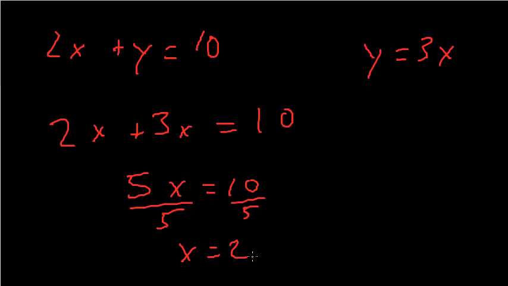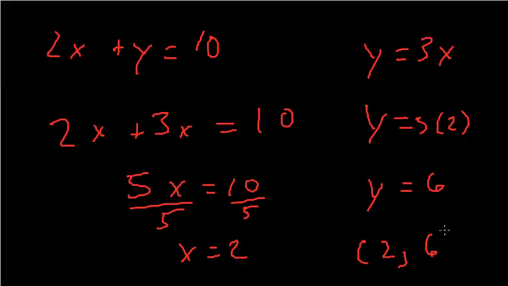Now I plug in that 2 into the second equation for x, and I find that y is equal to 3 times 2, or y is equal to 6. So I have the solution here, 2, 6. So this is called the substitution method. I substitute in what one of the variables equals in terms of the other. So I plugged in 3x for y into the other equation.